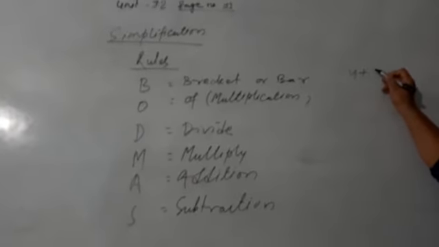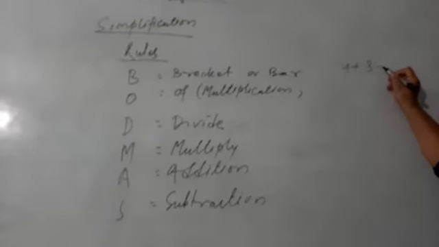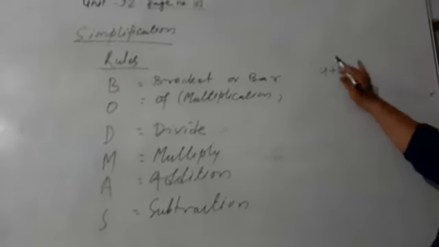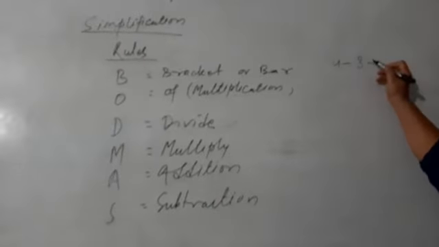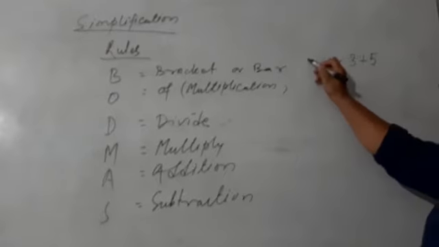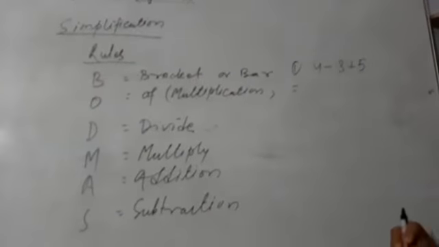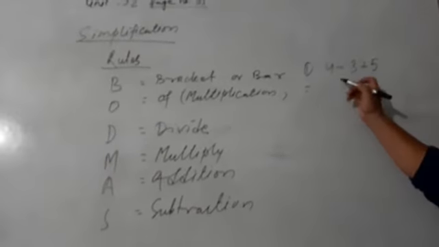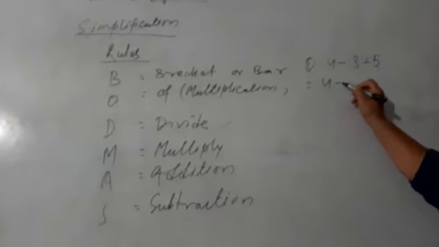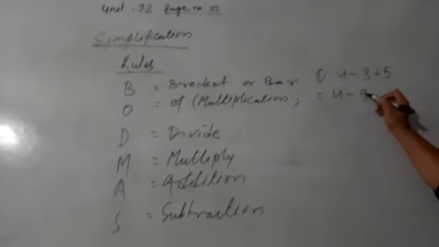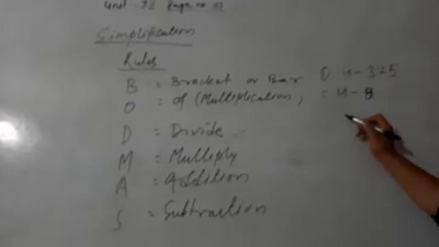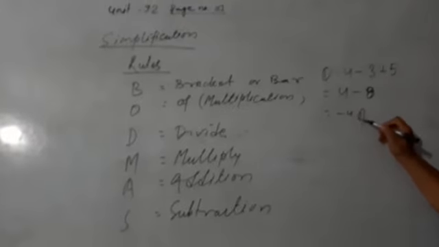4 plus 3 minus some of this. You are in class 5, you are doing these questions like that. You are doing 4 minus 9 plus 3 plus 5 8. The difference is equal to 4 minus 4, answer.